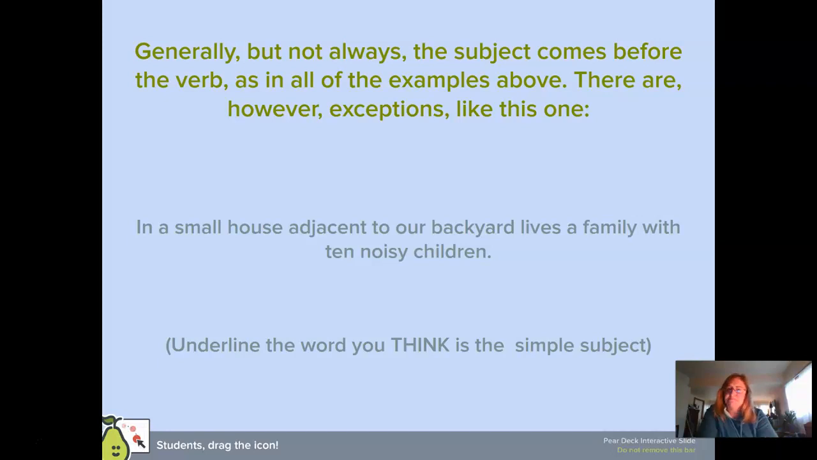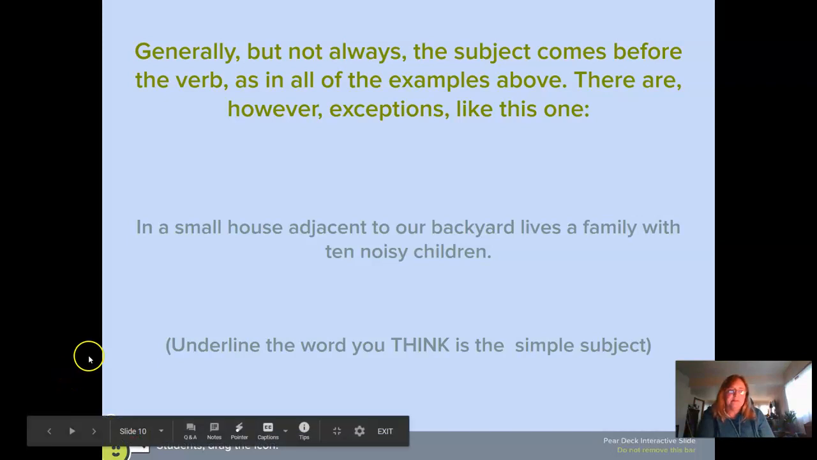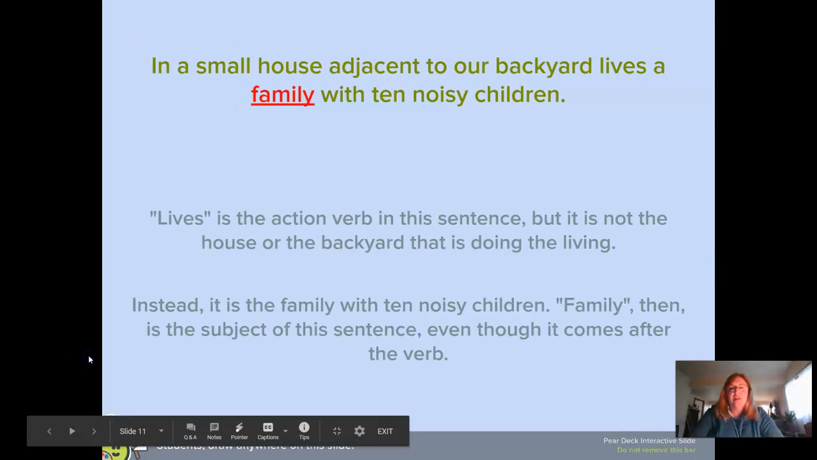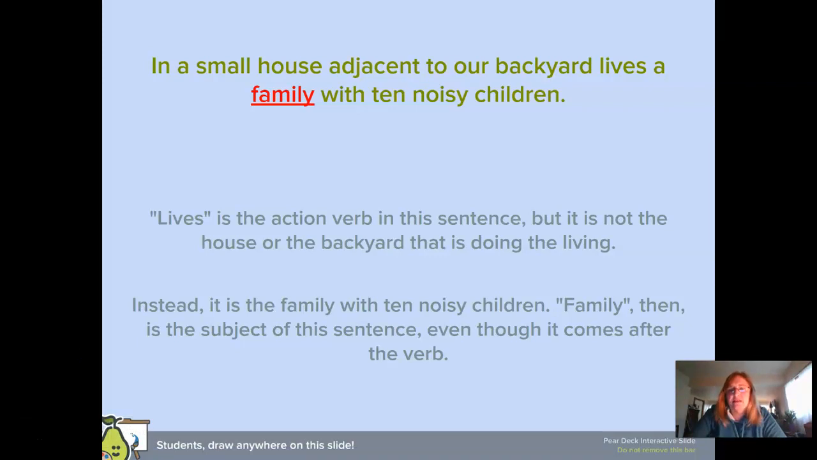All right, think you have an answer? Let's see. So the verb was lives, and when you ask who lives, it's the family with 10 noisy children. So the simple subject in this sentence is family. In a small house adjacent to our backyard, those are a couple prepositional phrases. So I couldn't identify those as a subject because that just breaks one of the rules I've just said. So in this case, finding that verb, asking who's doing that verb, who's living, that's going to help you identify that subject.